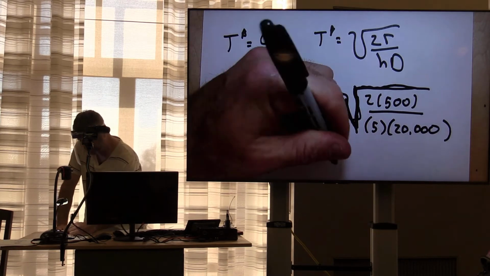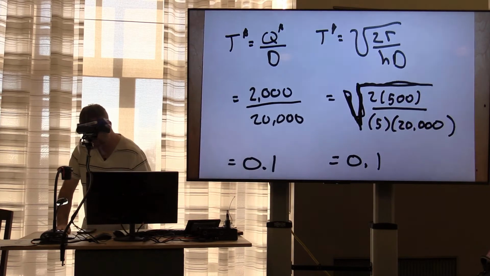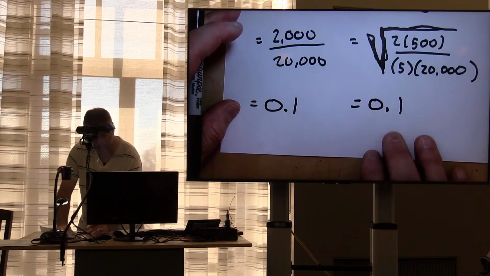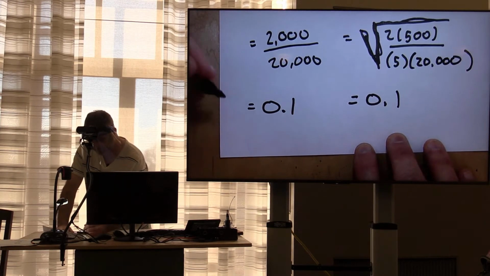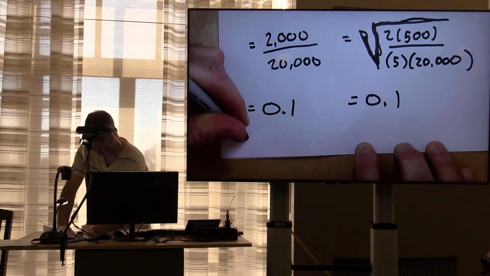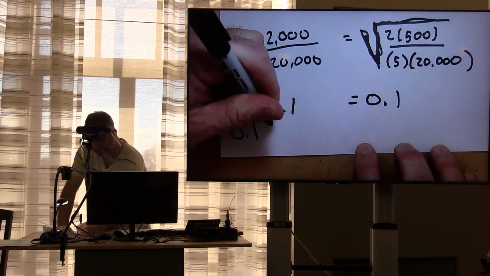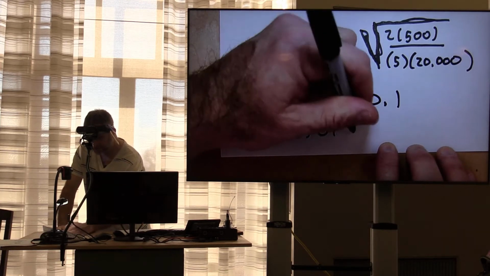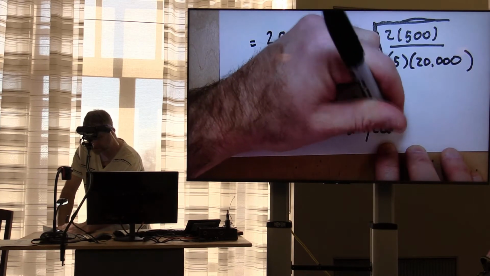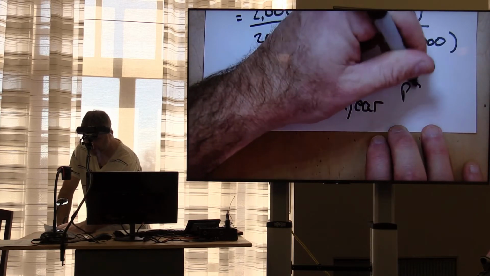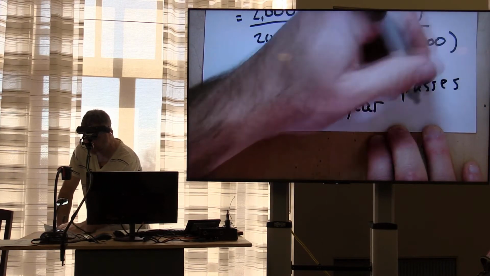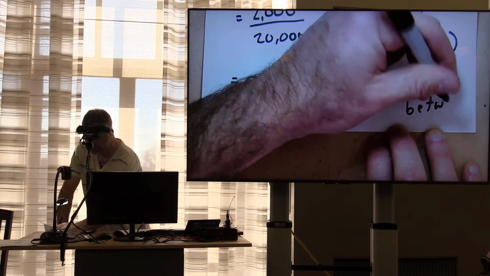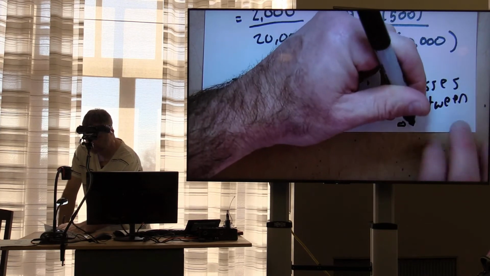And 0.1. Now, what does this mean? 0.1, or 10%, of a year passes between orders.